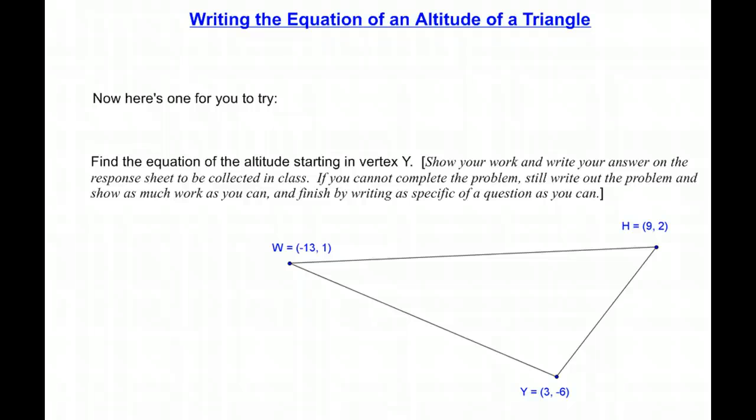Finally, here is a problem for you to try tonight. As usual, you should write this out on a separate piece of paper, and you should turn it in at the start of class, showing both your answer and all work.